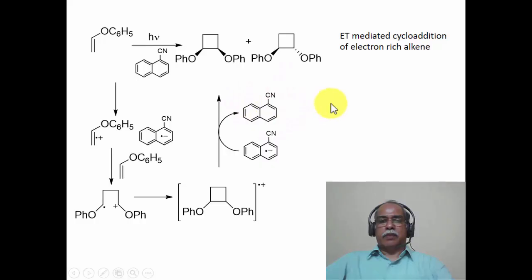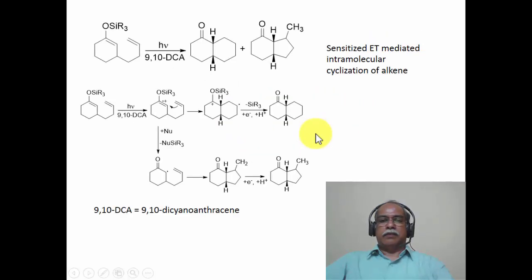Here is an intramolecular version of the cyclization of alkene. This enol ether is electron rich in nature. Most of the cyanoaromatic compounds are used as sensitizers in many of the photoinduced electron transfer processes because they have good characteristic features as far as the redox potential and the excited state energies are concerned. That is the reason dicyanoanthracene, dicyanonaphthalene, dicyanobenzene, tetracyanonaphthalene and all those things are used as sensitizers.